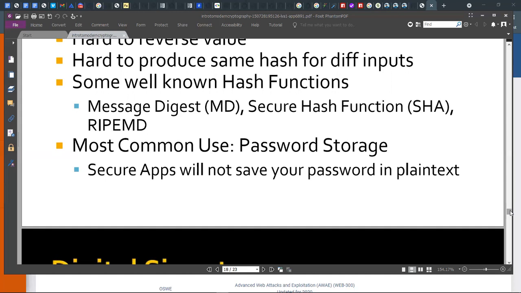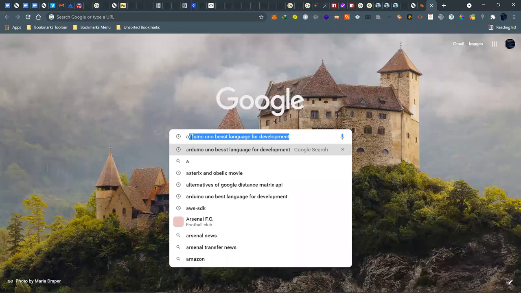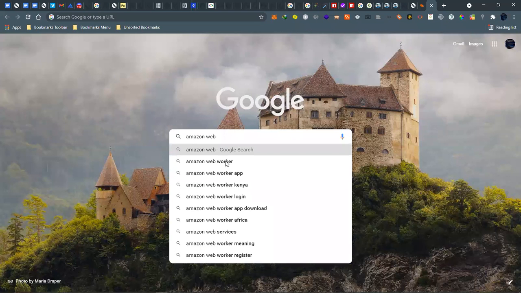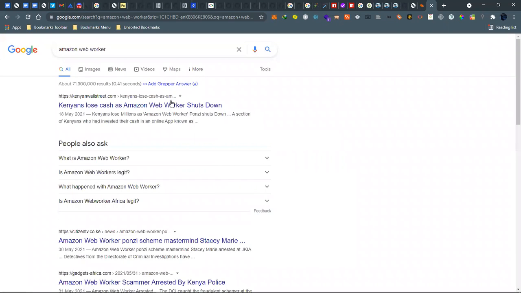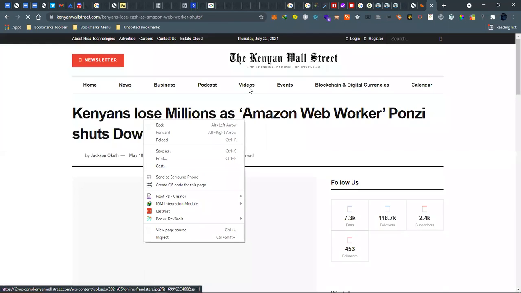Like what happened this year, there was a woman who had created something called Amazon Web Workers. She's a genius, but later she was arrested. It's a long story, you can actually check it out. It was a Ponzi scheme, and this woman fleeced a lot of people of their money.